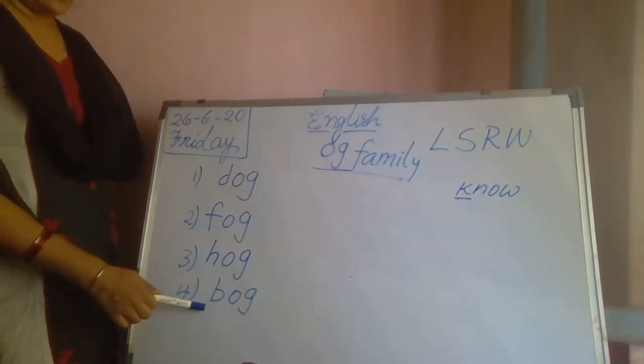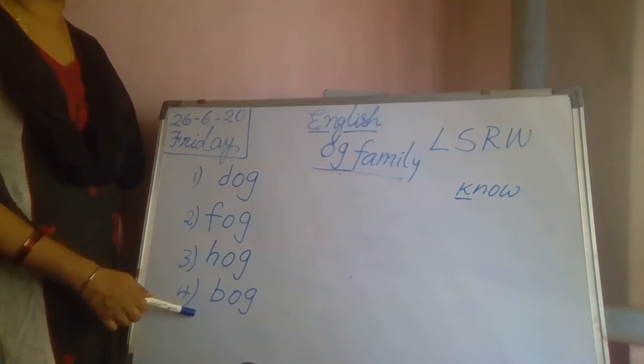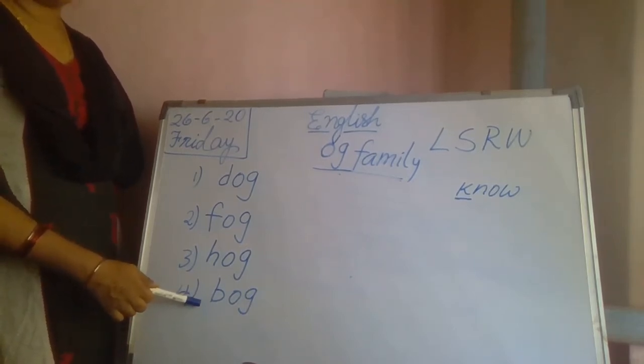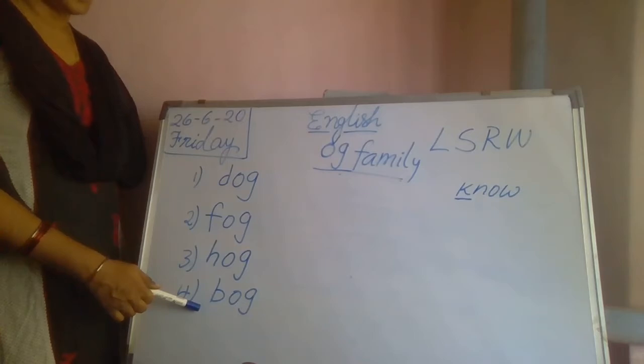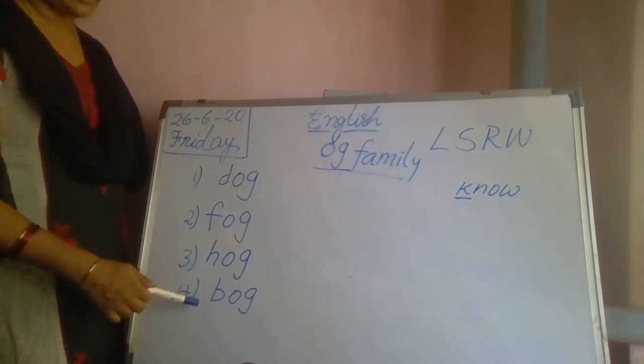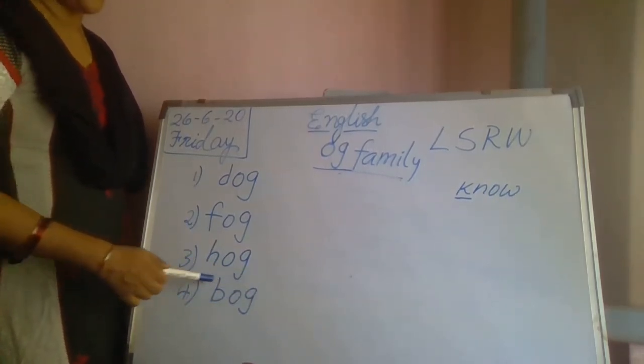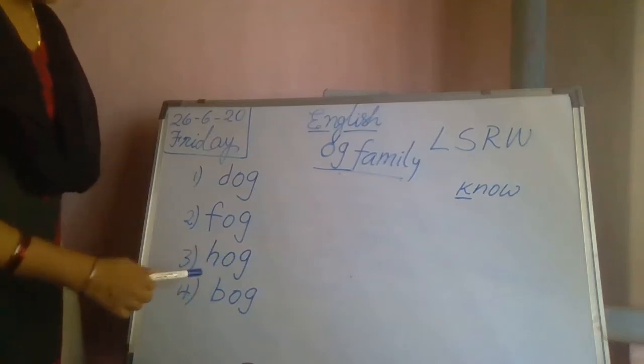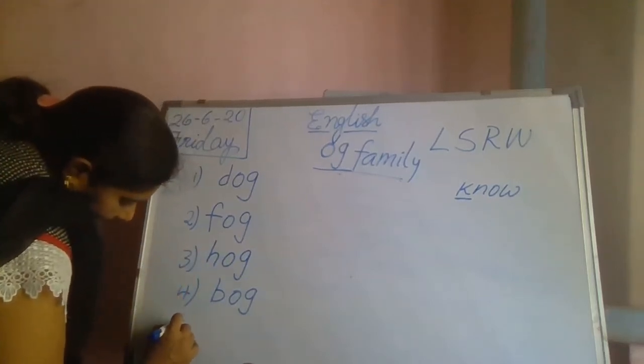Next, B. It gives the ba sound. B for bird, B for ball. If we connect this B to the og family, bog.